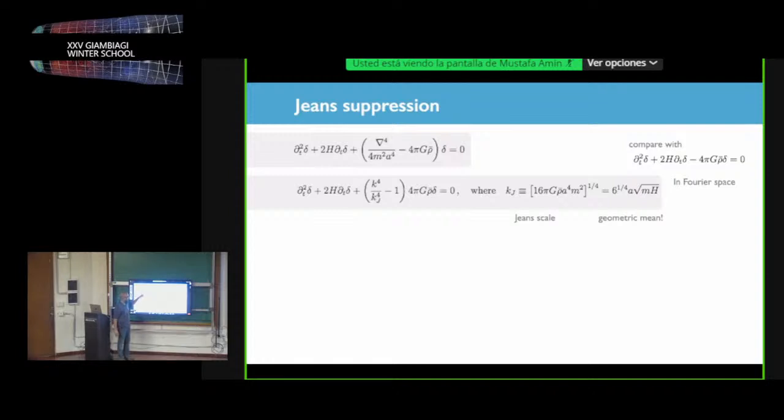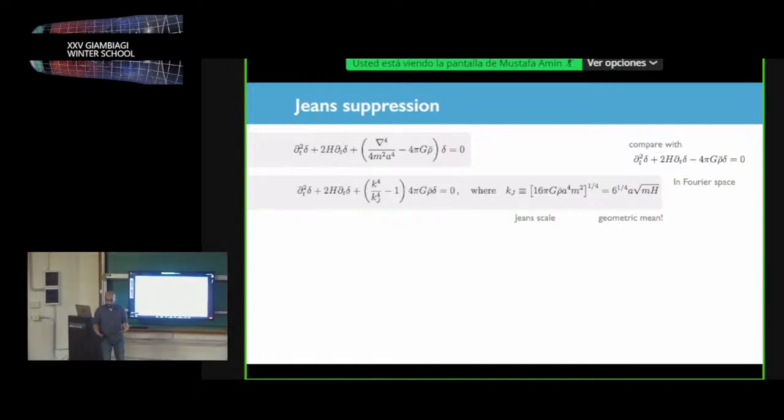When k, the wave number, is small compared to this characteristic scale, the Jeans k, then this term is irrelevant. So at small k, you can ignore this term and you go back to this equation here. But when k is larger than kJ, the nature of the equation itself changes. Why? Because if this term is larger, this minus is no longer relevant. And now this starts looking more like a harmonic oscillator type equation, because of a positive frequency squared.